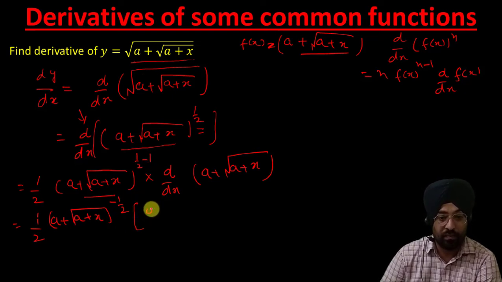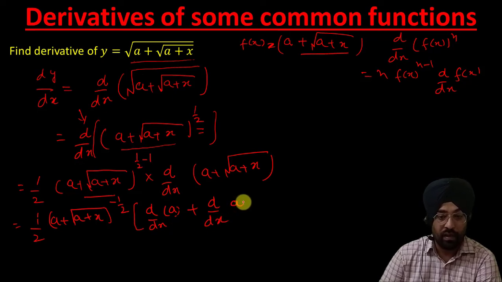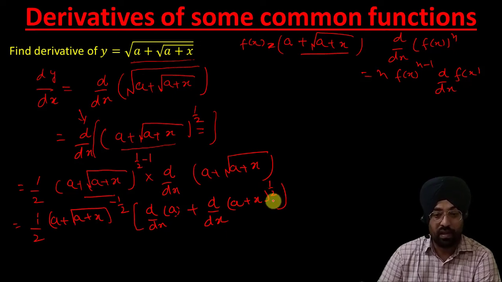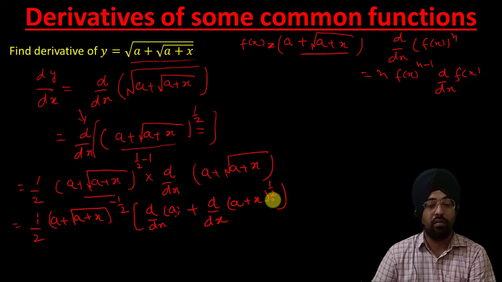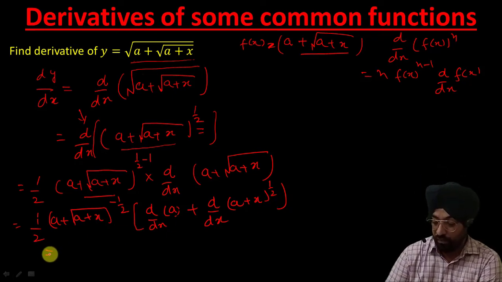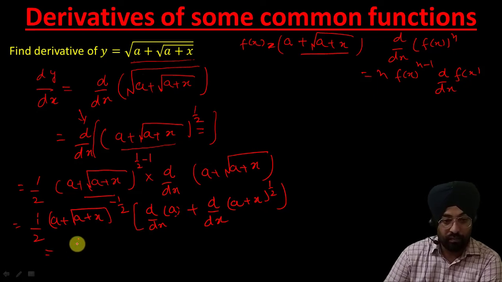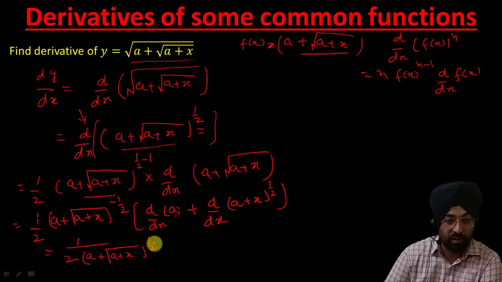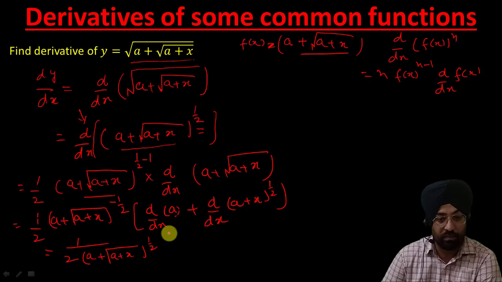Now we will apply again this formula, u plus v, dy by dx, of a plus d by dx of a plus x raised to the power 1 by 2. This square root can be written as power 1 by 2. Now it can be written as half. Now when it goes in the denominator, it becomes positive: a plus x square root raised to the power half. I have kept this in the denominator, so minus half becomes positive.